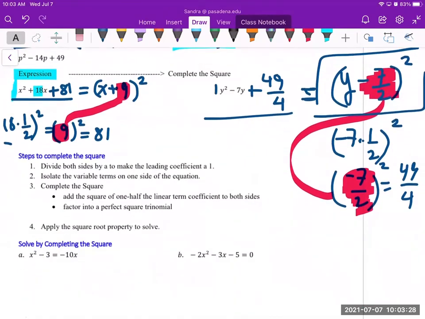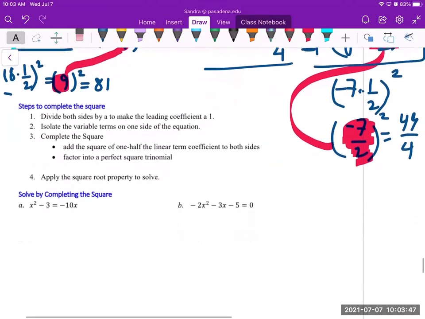The reason why it's important is because we have to be able to know how to solve problems by completing the square. So here are the steps. Divide both sides by a to make the leading coefficient a 1. Isolate the variable terms on one side of the equation. Complete the square, and then apply the square root property to solve.